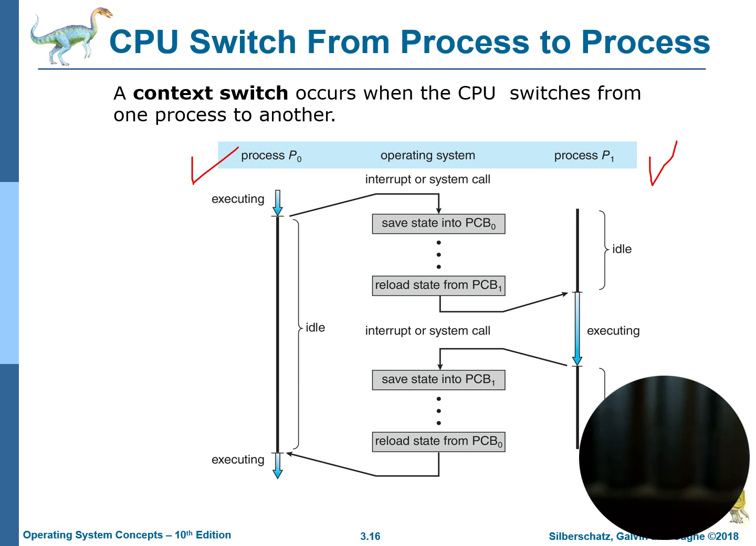So you see, as process 0 is executing, process 1 is idle. When process 0 becomes idle, process 1 is now executing. When process 1 stops executing, process 0 starts executing. This is exactly what is happening. So it actually means we have a single processor that is running a single process at a time.